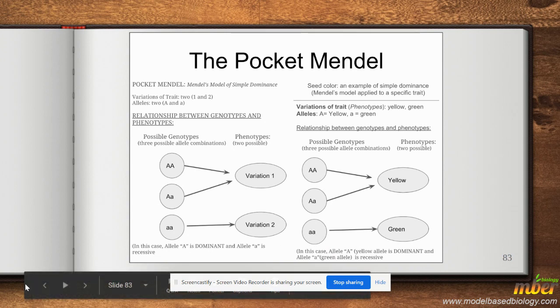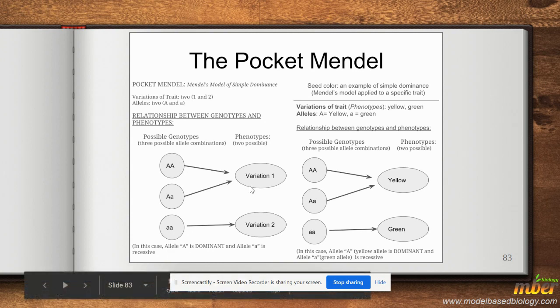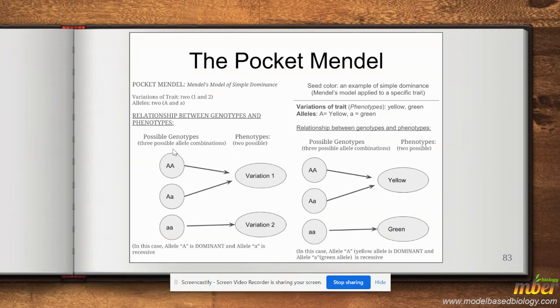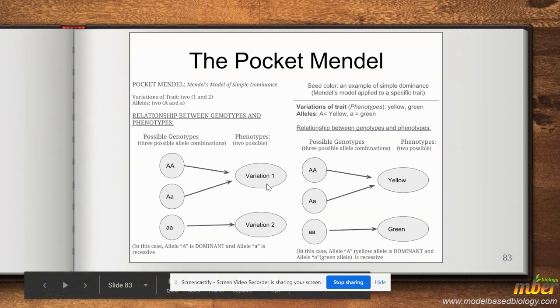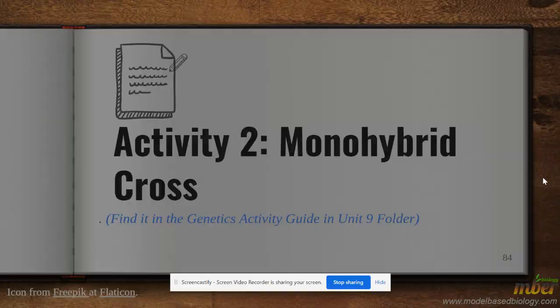This is just a description for you. It shows how the different genotypes can result in different phenotypes, and it's breaking it down.